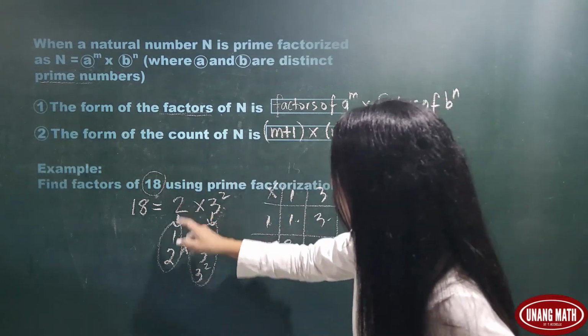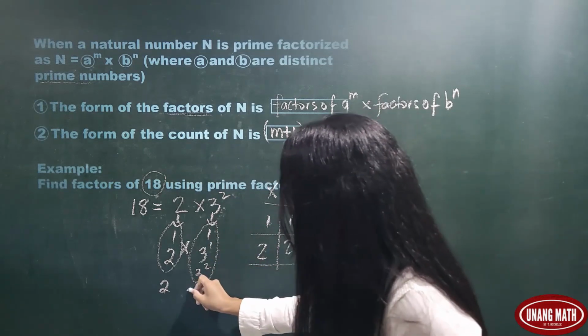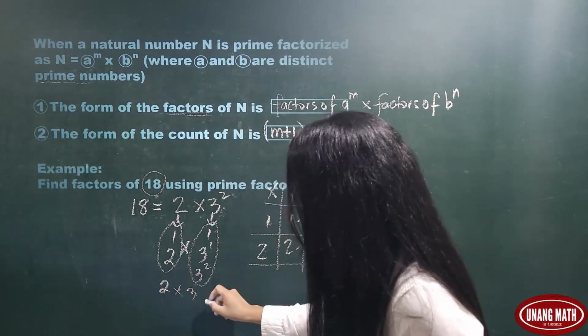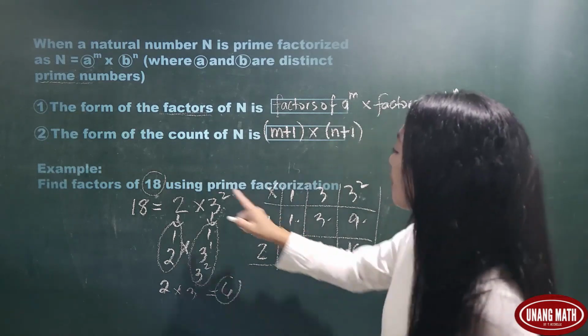Okay, let's check. 2 has 2 factors. 3 squared has 3 factors. 2 times 3, 6. So there are 6 factors of 18.